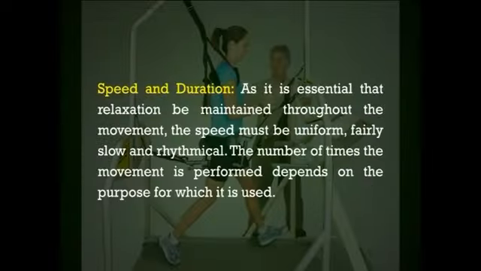And the sixth one is speed and duration. As it is essential that relaxation be maintained throughout the movement, the speed must be uniform, fairly slow and rhythmical. The number of times the movement is performed depends on the purpose for which it is used.